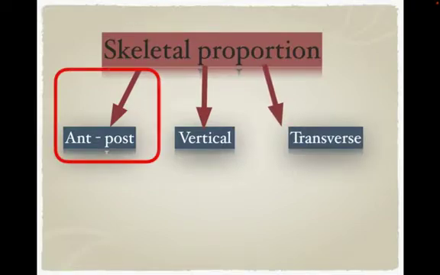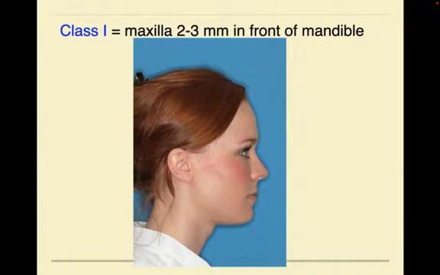So starting with the anteroposterior relationship, usually the maxilla should be, that's what we define as a class 1, and all of you are expected to know the terminology and the definition in the clinic. So class 1 means the maxilla is 2 to 3 millimeters in front of the mandible. Now what represents the maxilla is what we call the A point, which is the deepest concavity of the anterior surface of the maxilla. What represents the mandible is the B point, which is the deepest concavity on the anterior surface of the mandibular symphysis.